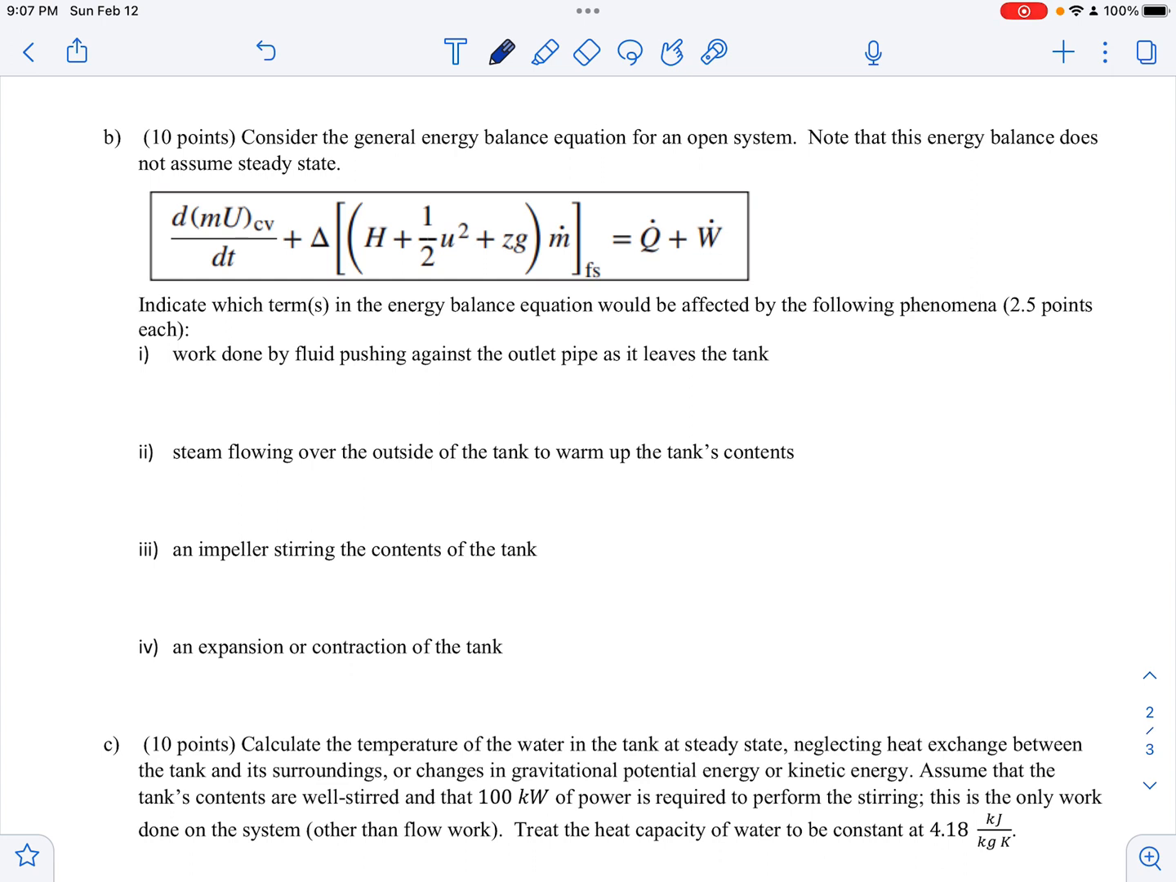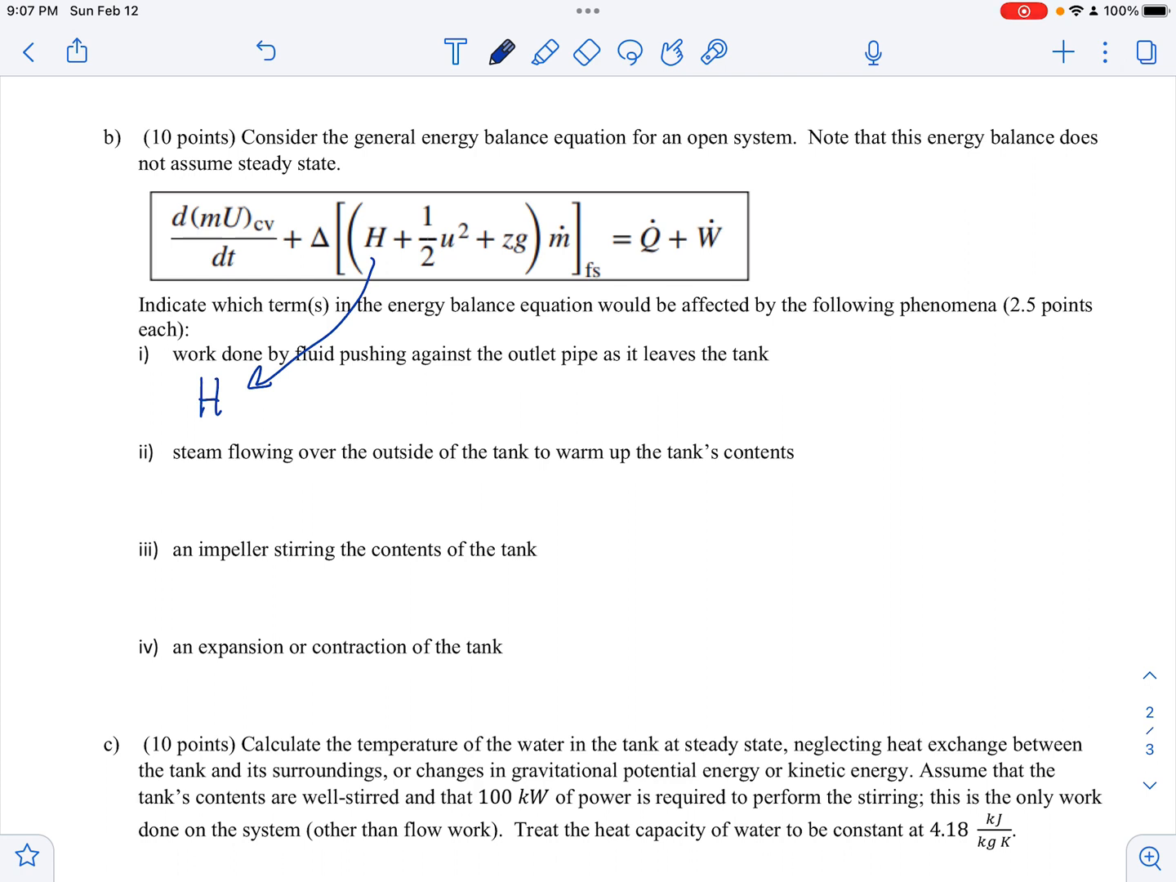Part B says, consider the general energy balance. This would have been given during lecture for a flow system, and note that it does not assume steady state. Indicate which terms in the energy balance equation would be affected by the following phenomena. Number 1 is work done by fluid pushing against the outlet pipe as it leaves the tank. Well, this is going to affect the enthalpy, which is this term.